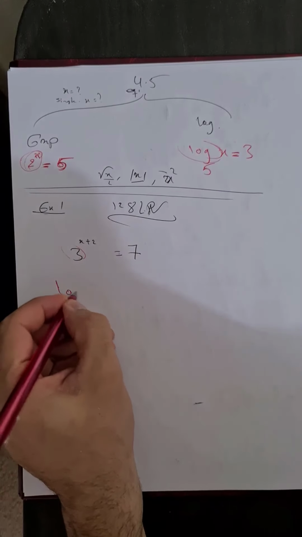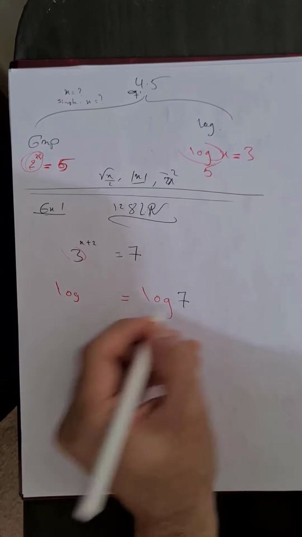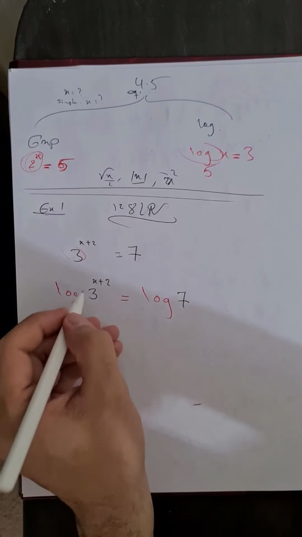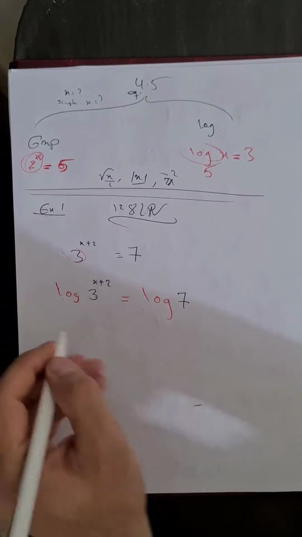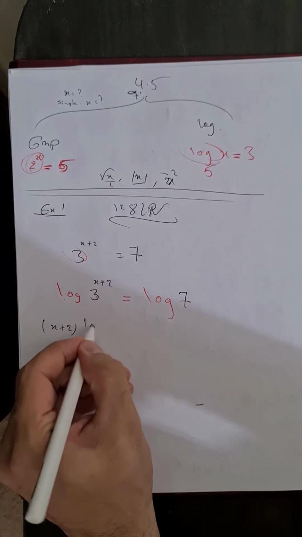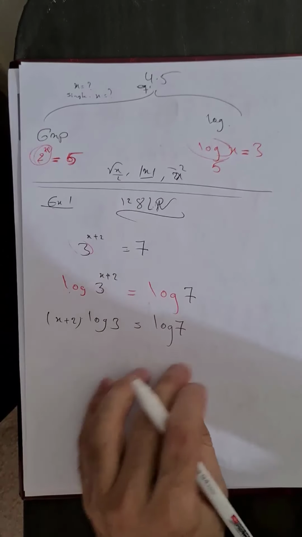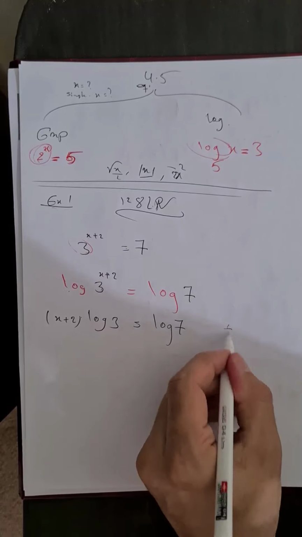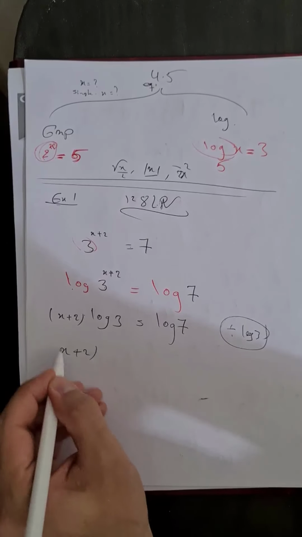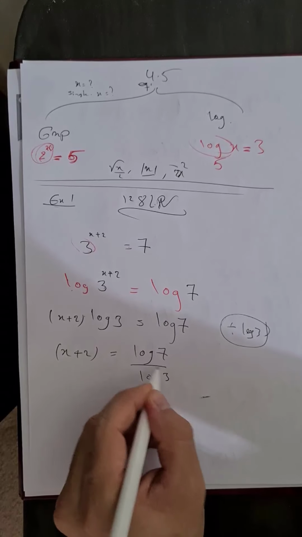I will get log of 7 is equal to log of 3 to the power x plus 2, and you know the property, so directly I will say x plus 2 times log of 3, which is a number, is equal to log of 7, again a number. Now I can divide both sides by log of 3, forgetting just x. So I have x plus 2 is equal to log of 7 over log of 3, right?